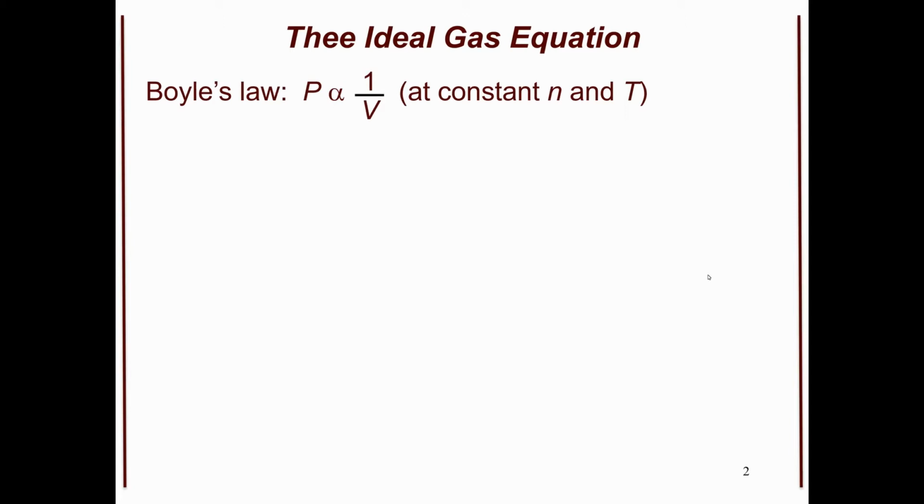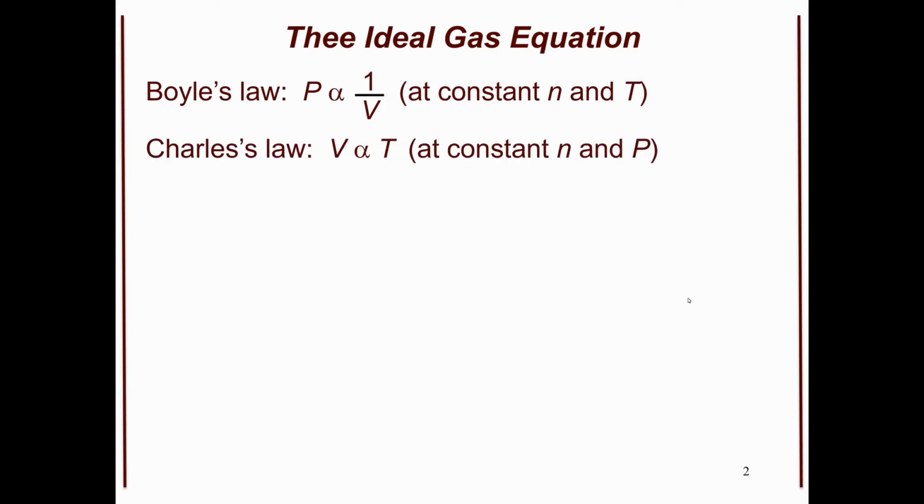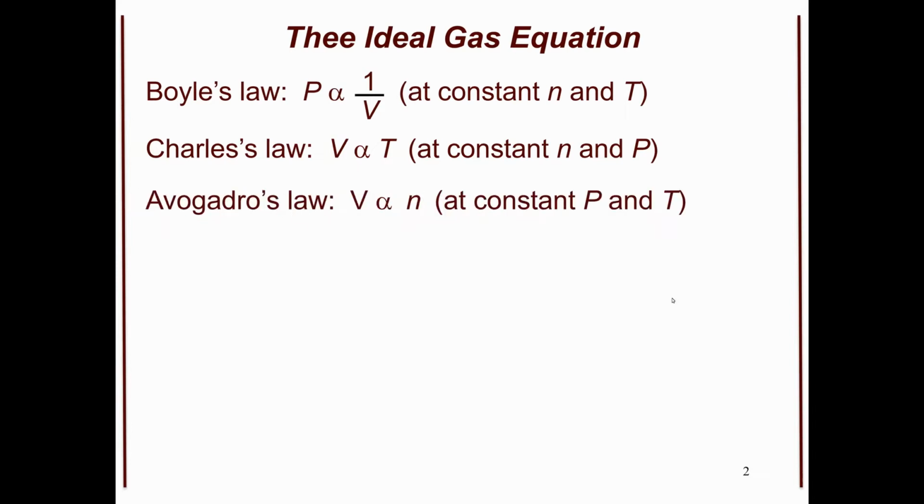As you see here, Boyle's law showed us the inverse proportionality of our pressure and volume. Then with Charles' law, we saw the direct proportionality of volume and temperature and the inverse proportionality of pressure and temperature. And then finally, Avogadro's law. So what we were able to do is say that the volume is proportional to the number of moles times the temperature over the pressure.